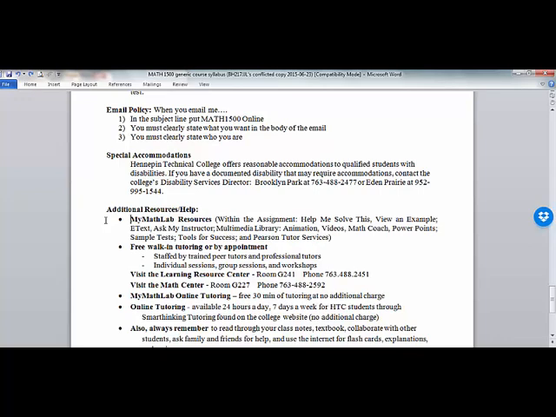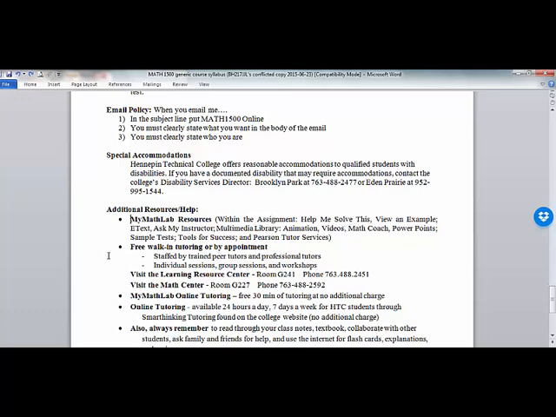Otherwise, there are various math resources. Within My Math Lab, that I'll show you in the next video, there are items within each assignment that say, help me solve this, view an example, ask my instructor. But also there's a multimedia library, there are animations, videos, a math coach, PowerPoints, sample tests, all kinds of things. So that is a huge resource right there for you.